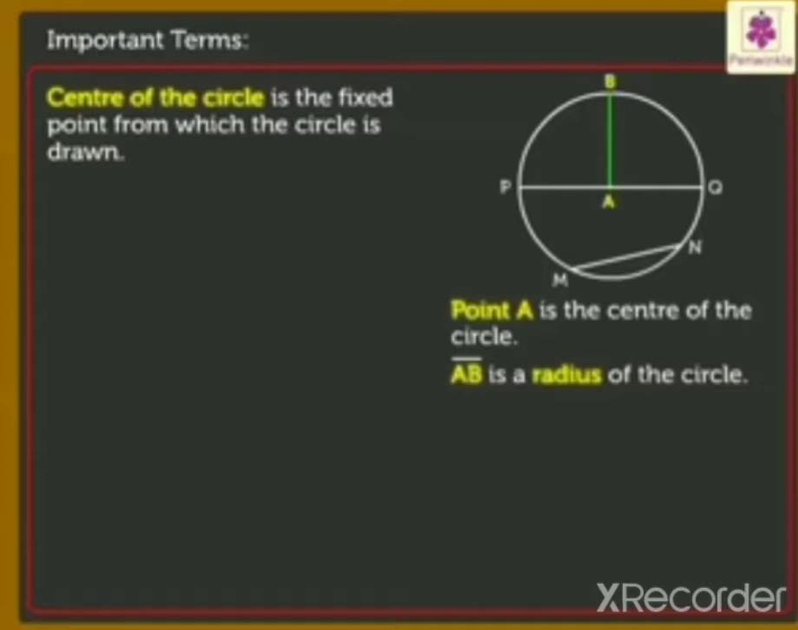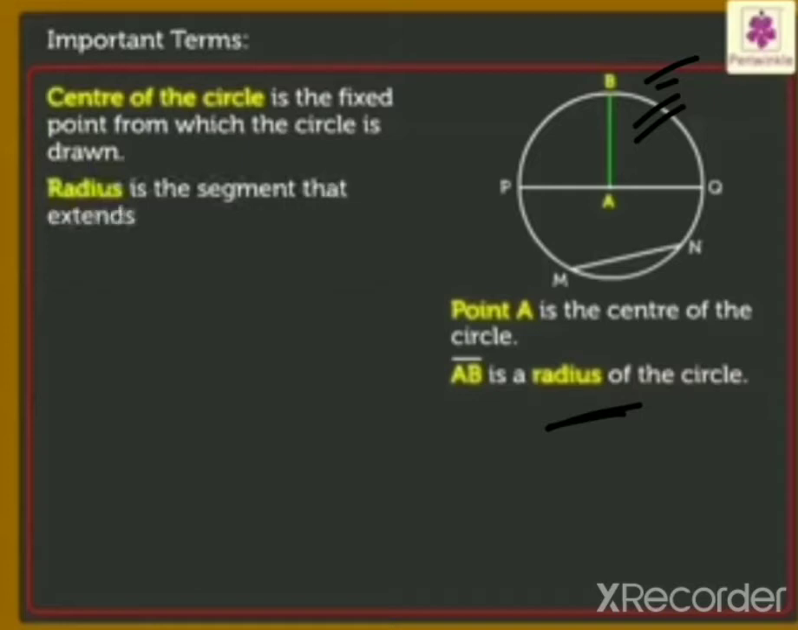Now what is radius of the circle? You can see in this picture AB, that is shown by green line. So AB is radius of the circle. Okay, radius. So what is radius? You can see in this picture this green line represent radius. So what is radius? Radius is the line segment. You can see it is a line segment. Why this is line segment? Because it has both ending point. So this is line segment.